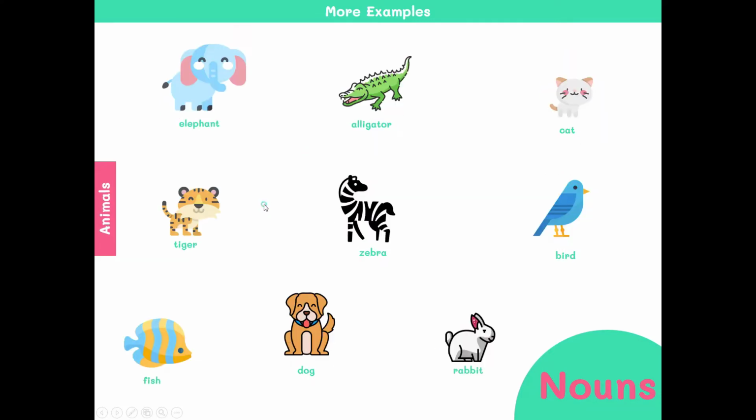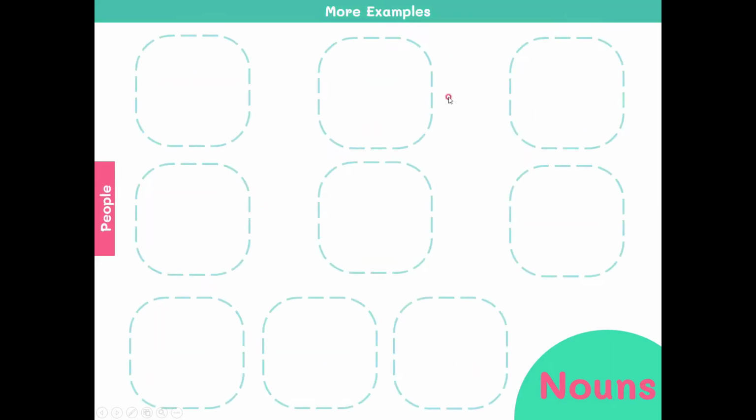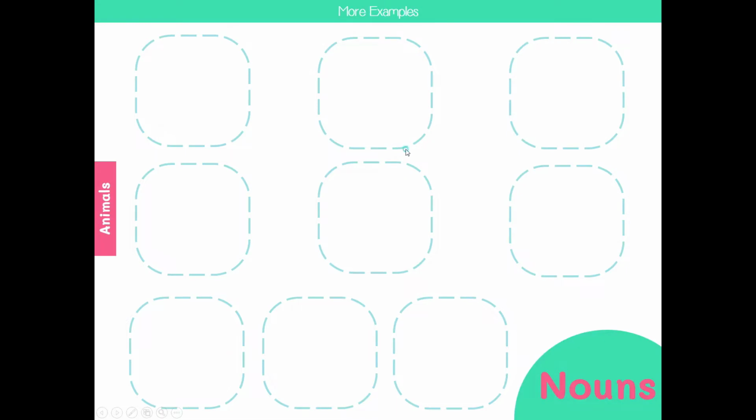animals, things, and places. I also like laminating my materials, so I also created this version. You just laminate it and cut this and attach Velcro.